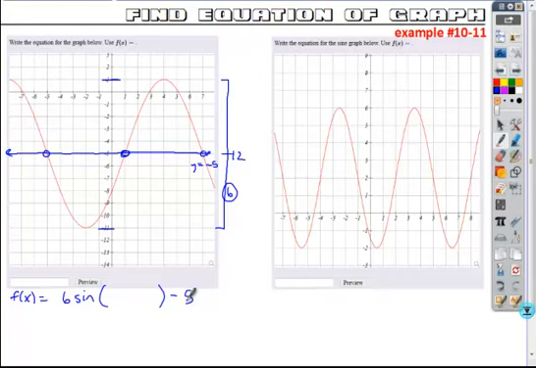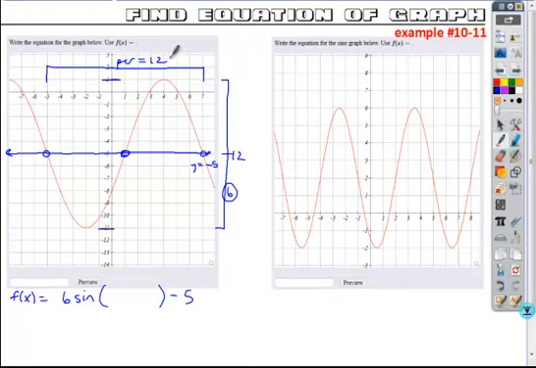So let's look at the period first. Okay, so when I look at the period, I can identify that one full rotation of my sine graph here, one full phase, goes from this -5 all the way to 7. So what is that total distance there? So that means my period is 12.